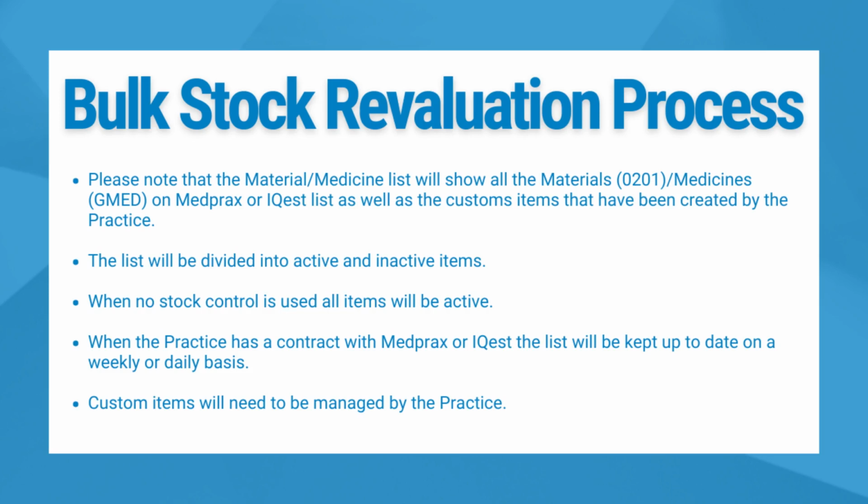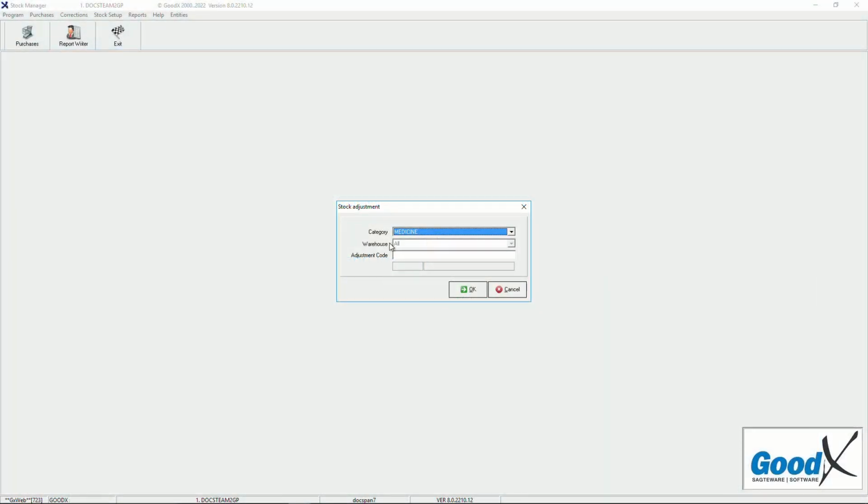The list will be divided into active and inactive items. When no stock control is used, all items will be active. When the practice has a contract with MedPrax or iQuest, the list will be kept up to date on a weekly or daily basis. Custom items will need to be managed by the practice.